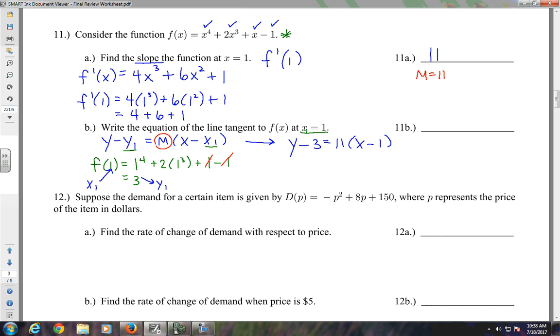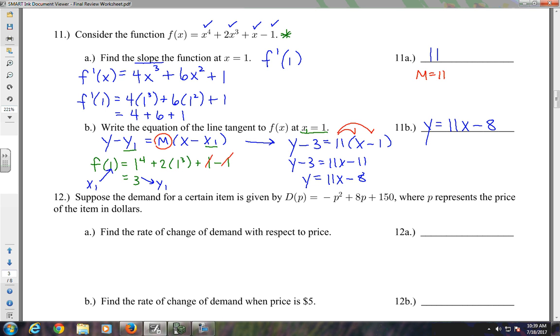We just need to simplify by isolating y. That way we will express this as a function. So let's go ahead and distribute the 11 on that right side. That gives us 11x minus 11. Let's add 3 to both sides. That's going to give us 11x minus 8. So the equation of our tangent line is 11x minus 8.